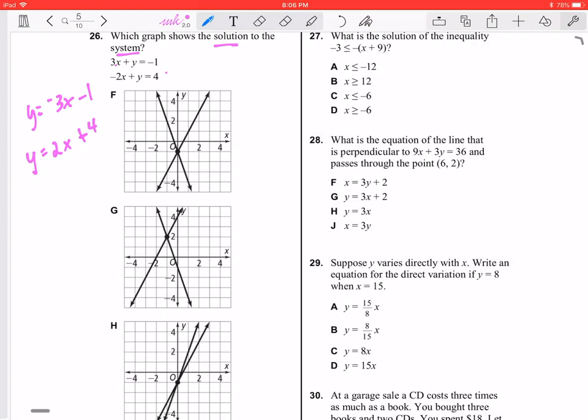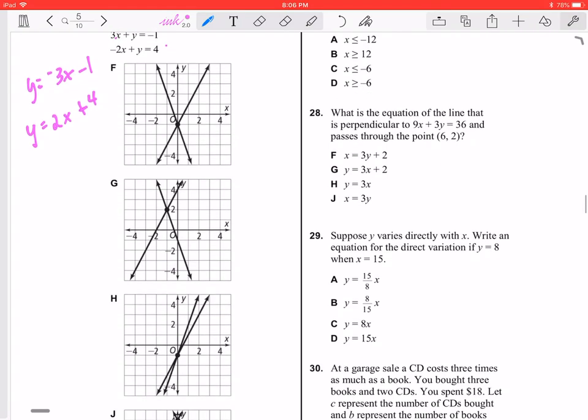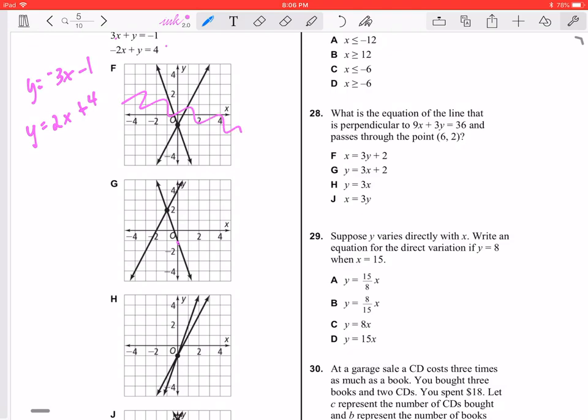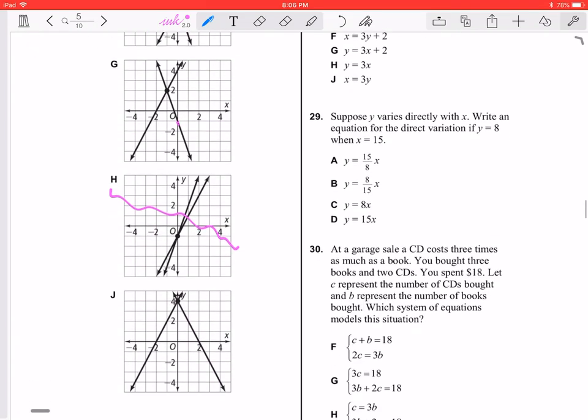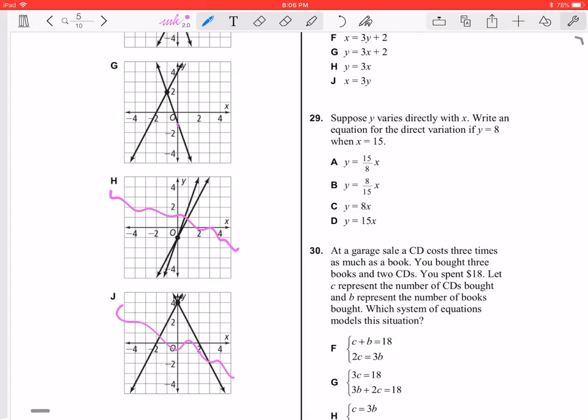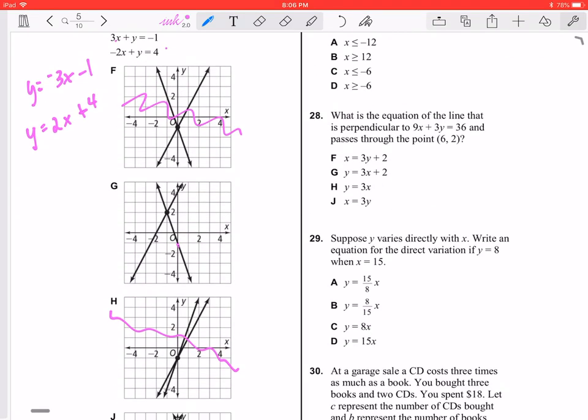Let's look at our slopes. Let's see if that can help us out any here. So my first one has a slope of negative 3, and my second one has a slope of 2. I mean a y-intercept of negative 1. That has a y-intercept of negative 1, but the other one has a y-intercept of plus 4. So F can cancel out, and H can get canceled out. And let's see about number J. J can get canceled out. So without even actually doing any work, I solved my solution.